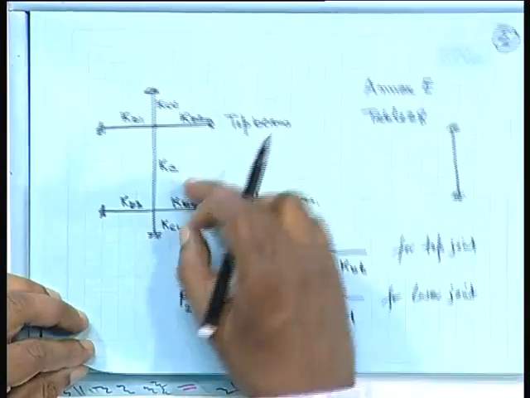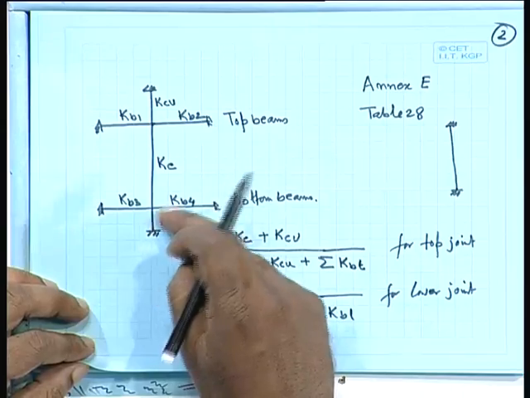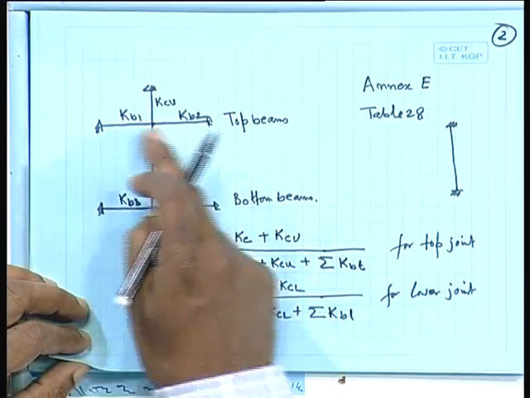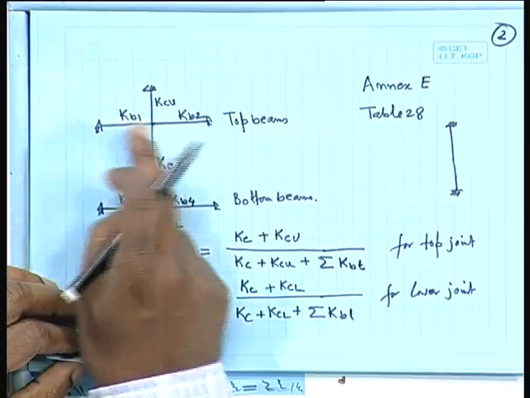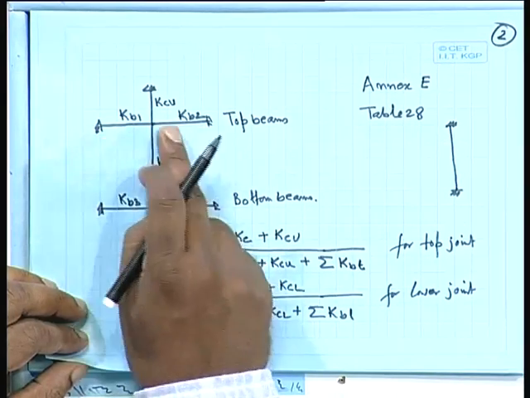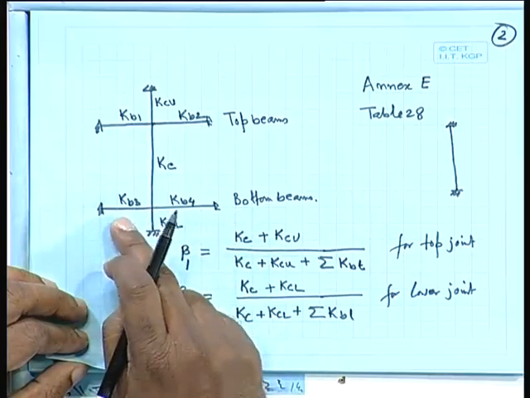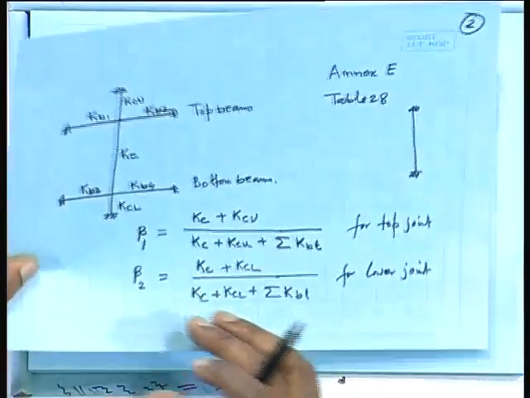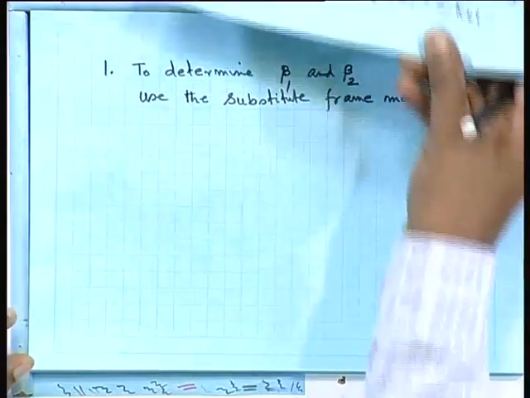The way we have done it here, this is a building frame. We are interested in finding the effective length of this column. So we go one floor up, one floor down, and one panel this side, another panel this side. That means one beam on the left, one beam on the right, and similarly for the bottom. When you do that, it is called a substitute frame. So in that case we take it.